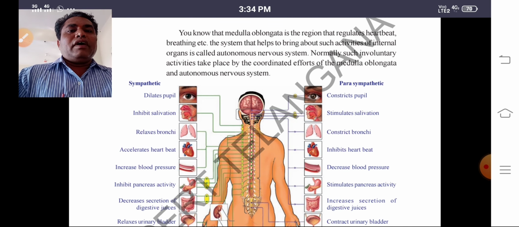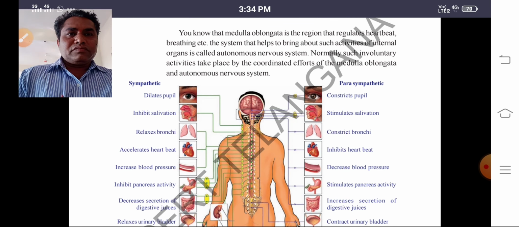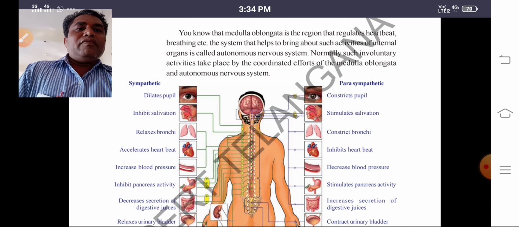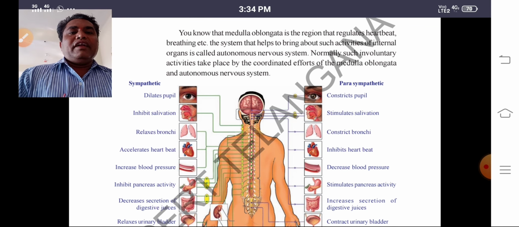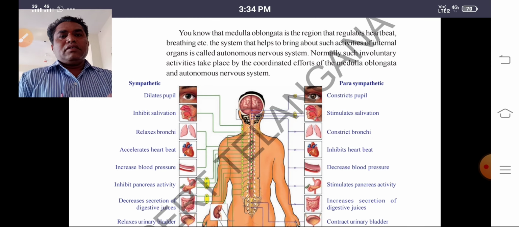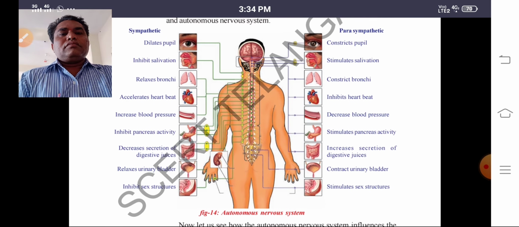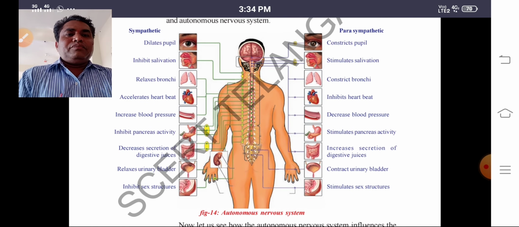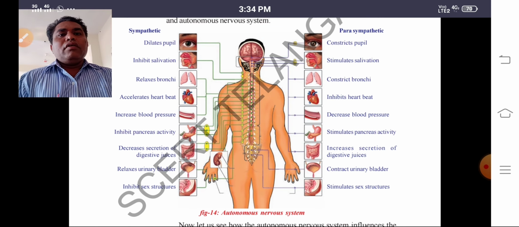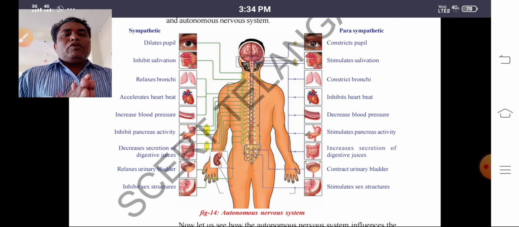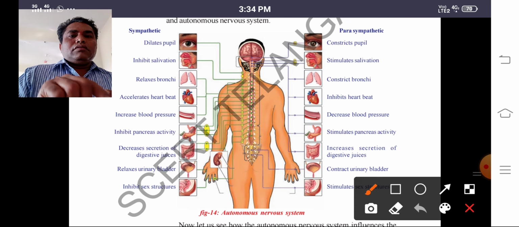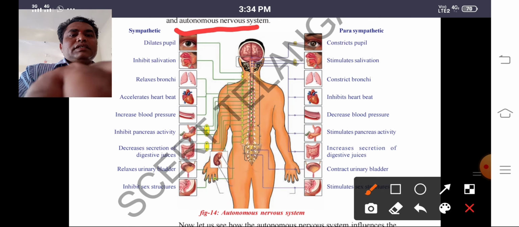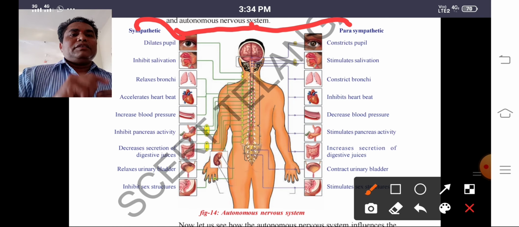So normally such involuntary activities take place by the coordinated efforts of the medulla oblongata and autonomous nervous system. So, sympathetic nervous system and parasympathetic nervous system. సో ఇక్కడ మనకి ఆటోనోమస్ నర్వస్ సిస్టంలో, ఏఎన్ఎస్లో మనం రెండు ఉన్నాయని చూసుకున్నాం. సో ఇది ఏఎన్ఎస్, ఇది సింపథాటిక్ అండ్ పారాసింపథాటిక్.